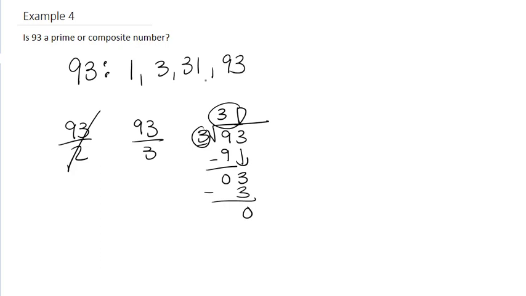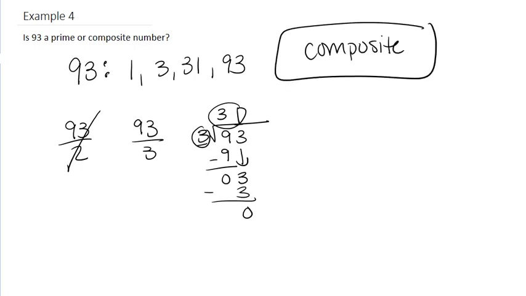So as it can be divided by other numbers other than 1 and itself, we would say that this is a composite number. And that would be our solution to this problem.